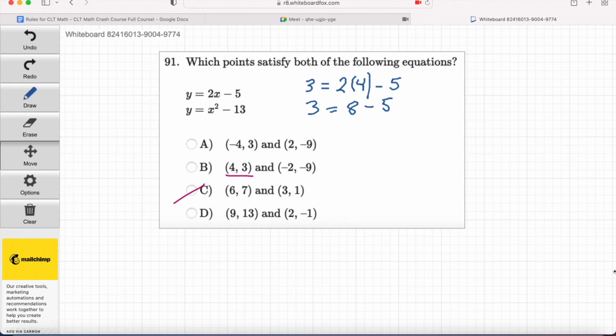True statement? Yes. Try the bottom equation. True statement? Also yes. Okay. We got some options here. We can do the 2 and negative 9, or we can try to get rid of another one.